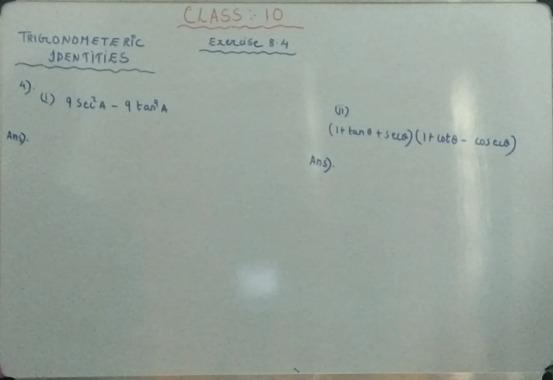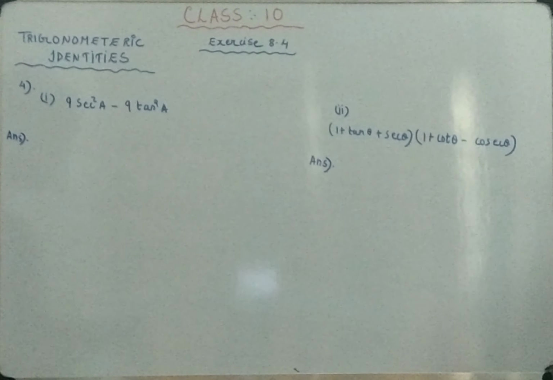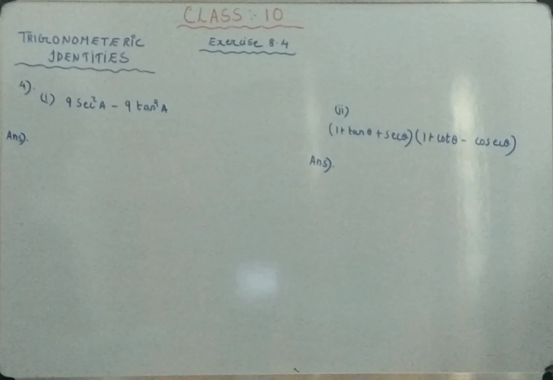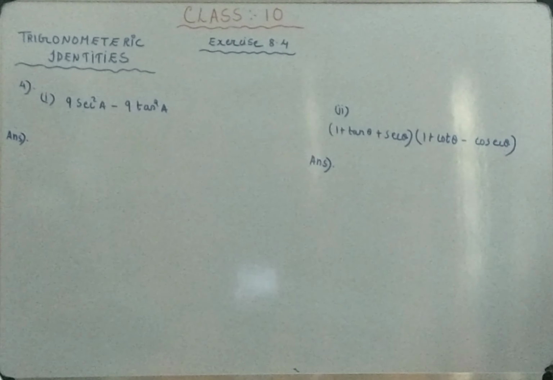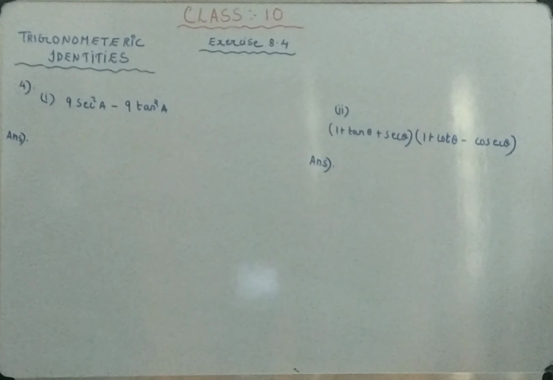So now let's do the fourth one. Choose the correct option and justify your answer. Okay, so these are MCQ type of questions. So our first question is 9 sec square A minus 9 tan square A.